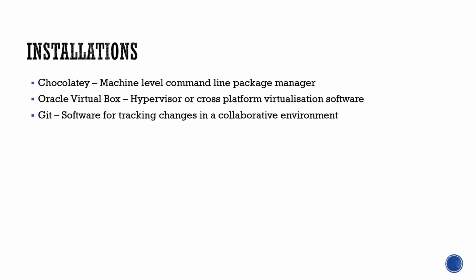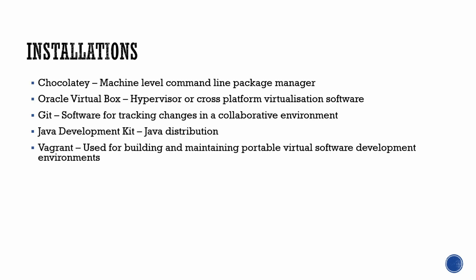We're going to use Git. It's software for tracking changes in a collaborative environment. If you do not know what Git is, there is a separate course on this channel. You can go through it. It's a crash course, so you can easily finish it, and then come back over here to understand this. Then we'll use the Java Development Kit, JDK, which is a Java distribution, because this project would be Java based. Then we'll use Vagrant.